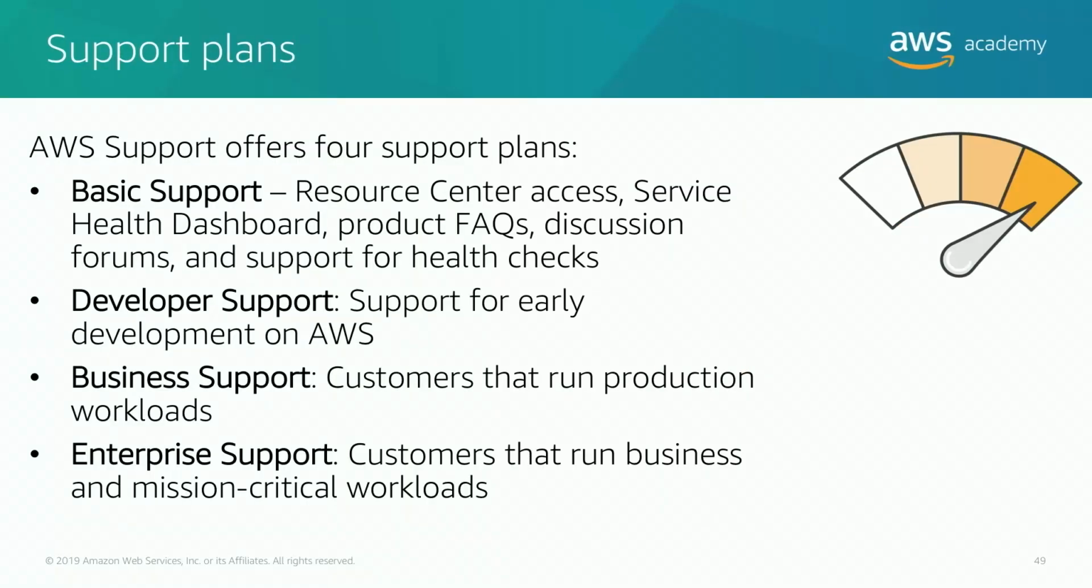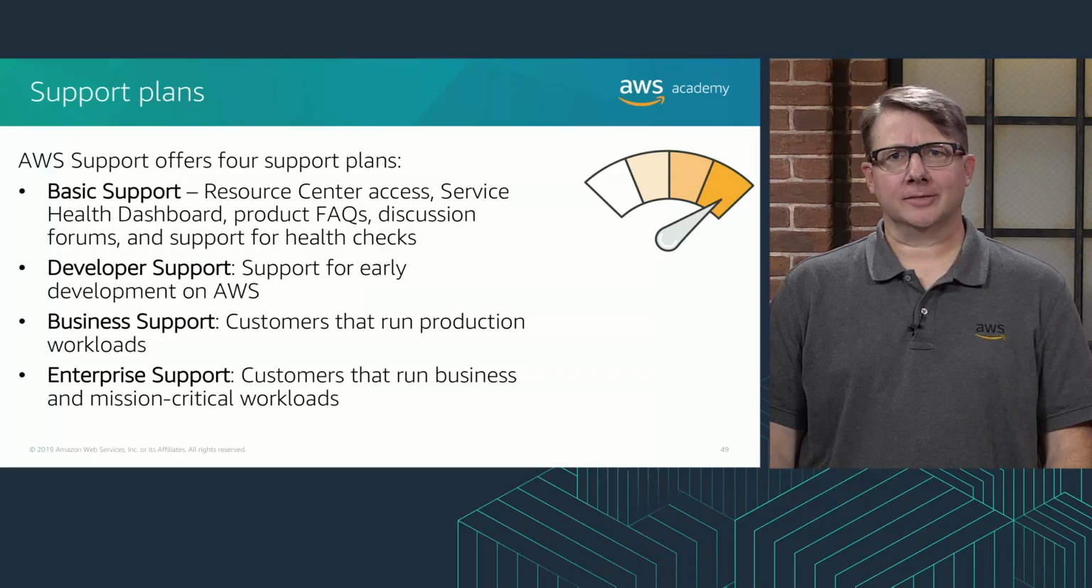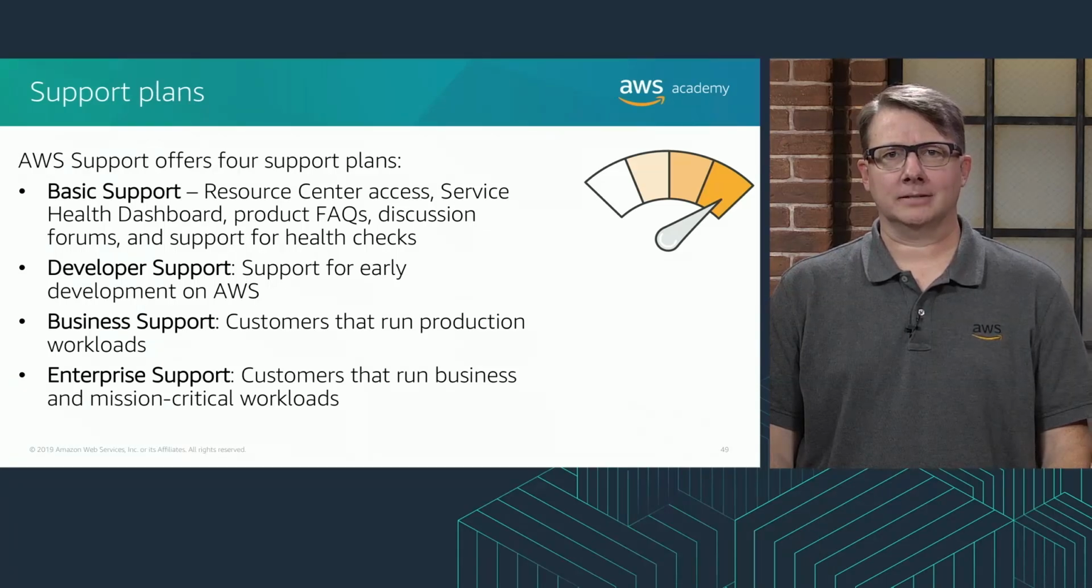AWS Support offers 4 plans. They are Basic, Developer, Business, and Enterprise. The Basic plan is free of charge and offers support for account and billing questions and service limit increases. The other plans offer an unlimited number of technical support cases with pay-by-the-month pricing and no long-term contracts.